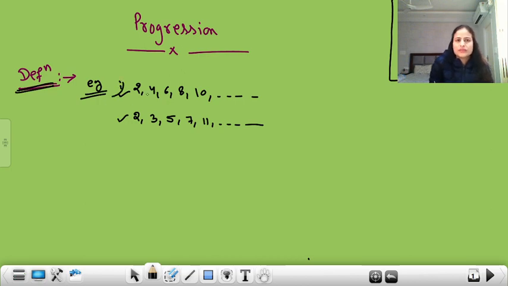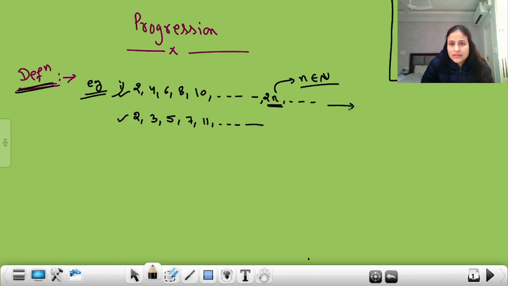For the first sequence, I can write down the general term: twice n. The terms can be represented by this general term, where n is a natural number. If I am talking about a sequence, then n is always from the set of natural numbers. They also follow a particular pattern: the difference between two consecutive terms is 2. So it's a particular kind of sequence, and such a sequence is said to be a progression.